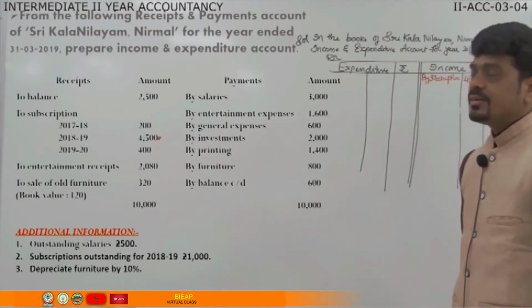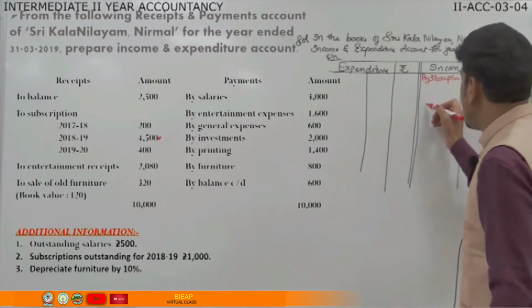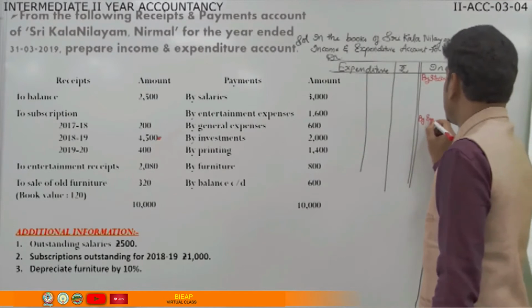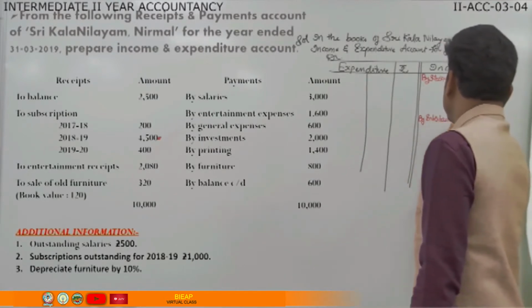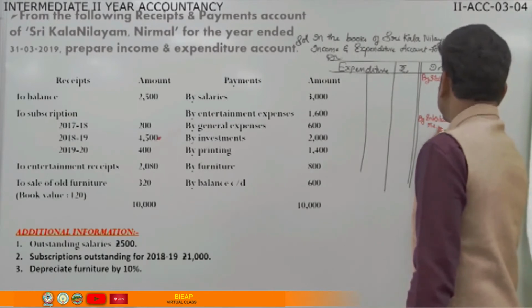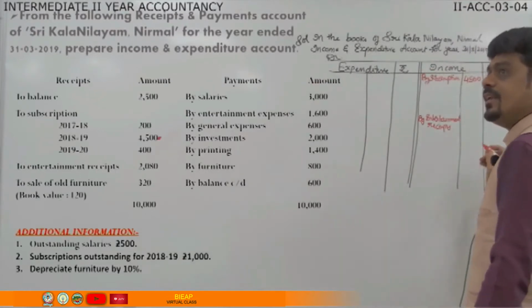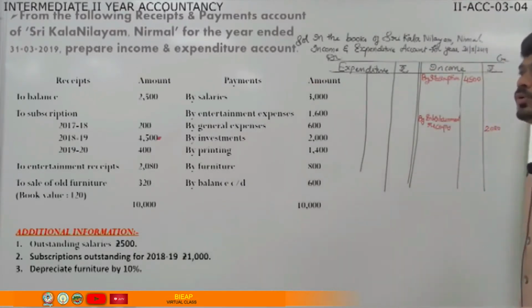Then next what is given? Entertainment receipt. It's a revenue receipt. So again income. We'll leave some gap, 1 or 2 lines gap after subscription and write by entertainment receipts. By entertainment receipts. How much are given? 2080. So there is no adjustment. We wrote in amount column 2080.